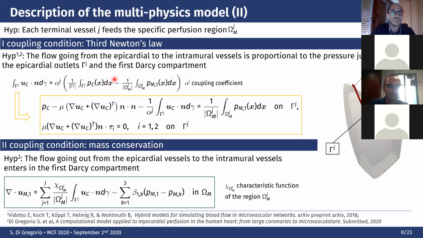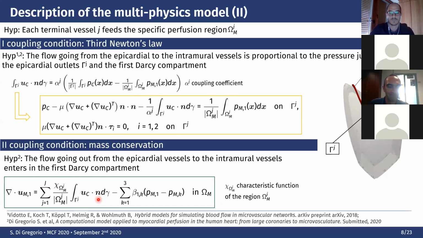From this condition, we obtain a mixed pointwise defective Robin condition, and to complete the condition over gamma j, we impose null tangential tractions. The second coupling condition is related to the mass conservation. So we impose that the volumetric source of the first Darcy compartment is provided by the flow outgoing from the epicardial vessel.